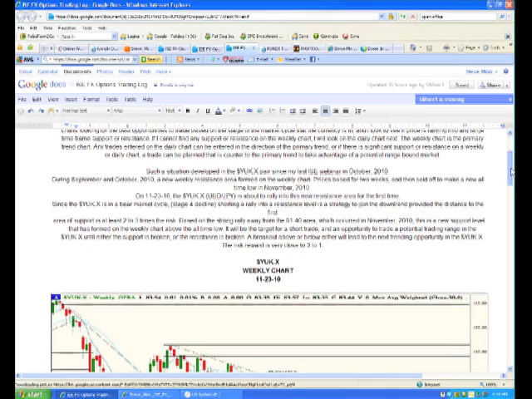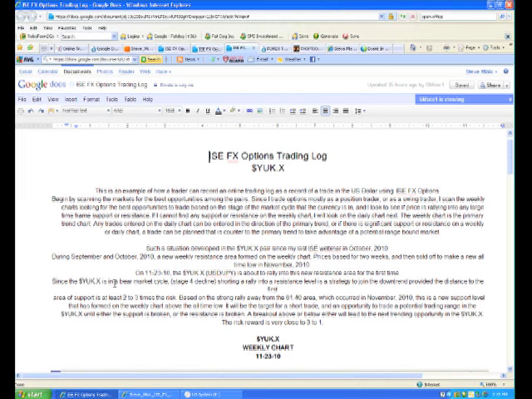All right. So this is an example of how a trader can record an online trading log as a record of a trade in the US dollar using ISE FX options. So I scanned the market, and I'm looking for the best opportunity. And since I trade mostly as a position trader or a swing trader, I'm going to look at weekly charts for the best opportunities to trade based on the stage of the market cycle that the currency is in. And I'm going to look to see if price is rallying into any larger time frame resistance or support. If I can't find support and resistance on the weekly charts, I'm going to look at the daily chart next.